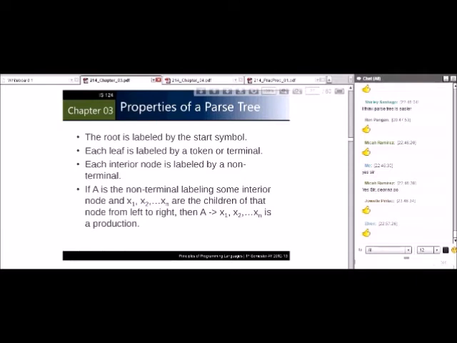Properties of a parse tree. I want to actually emphasize the last point. If A is the non-terminal labeling some interior node and x1, x2, xn are the children of that node from left to right, then A produces x1, x2, xn is a production. Honestly, do you understand this point, the last point? I want to know.